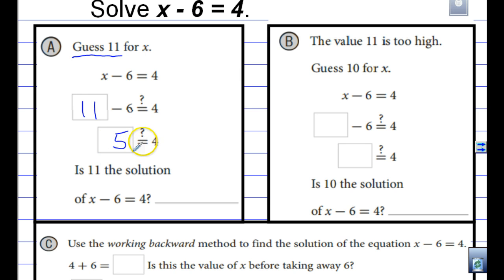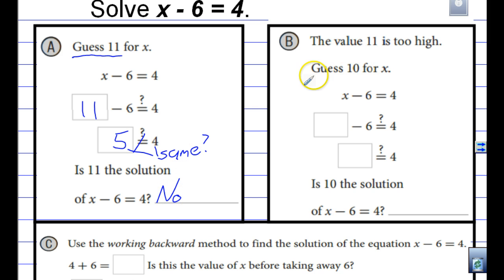So are these equal? No. So is 11 the solution of x minus 6 equals 4? No. Okay, so we're just pointing out something we probably already know: if those two numbers on either side are the same, then you guessed correctly, or you solved and did your check, and it turns out it's the correct answer. If these come out to be different numbers, then it's not the answer.